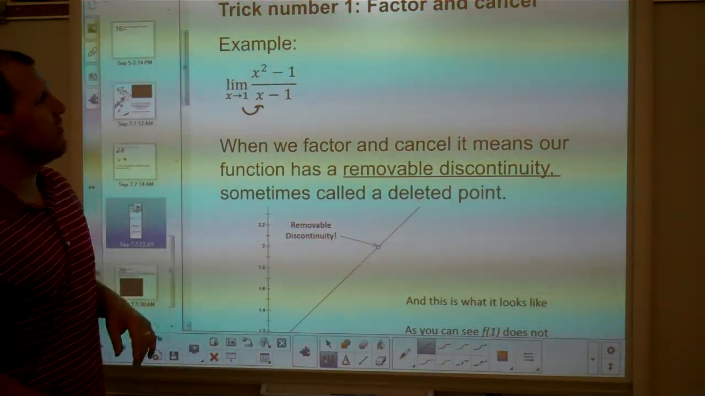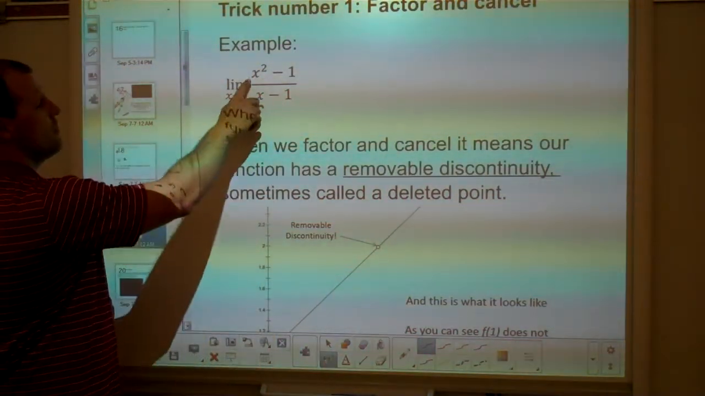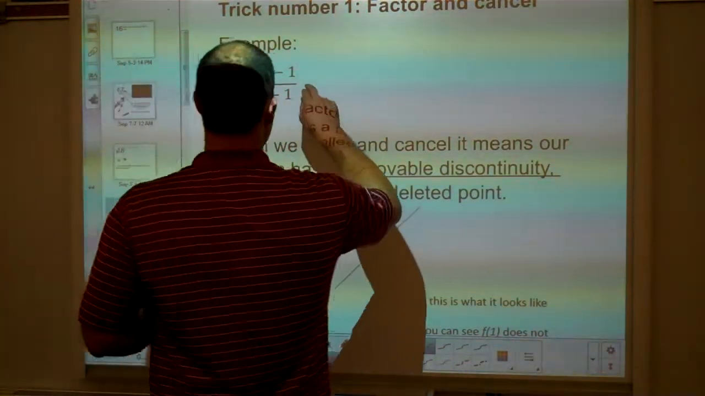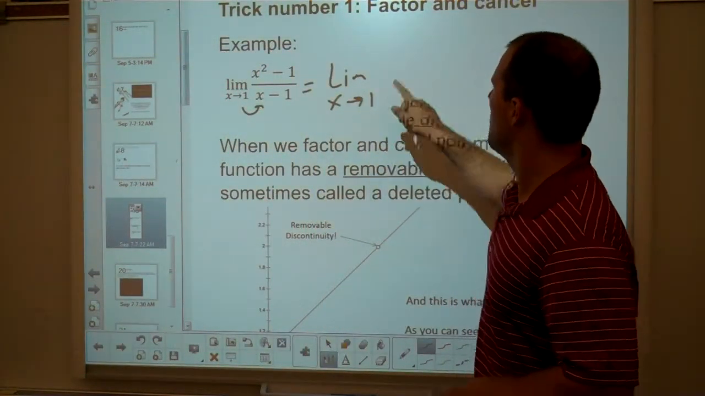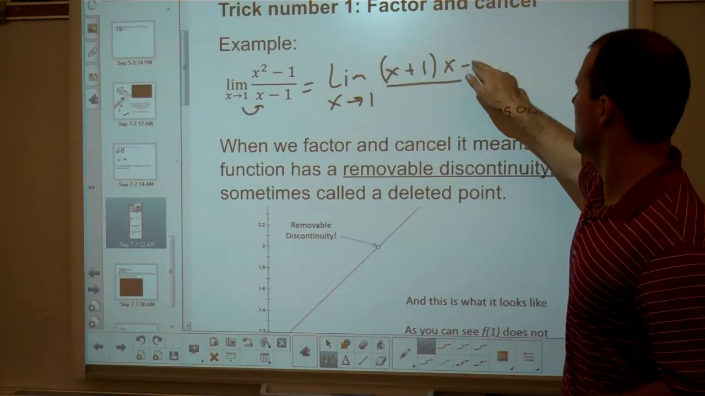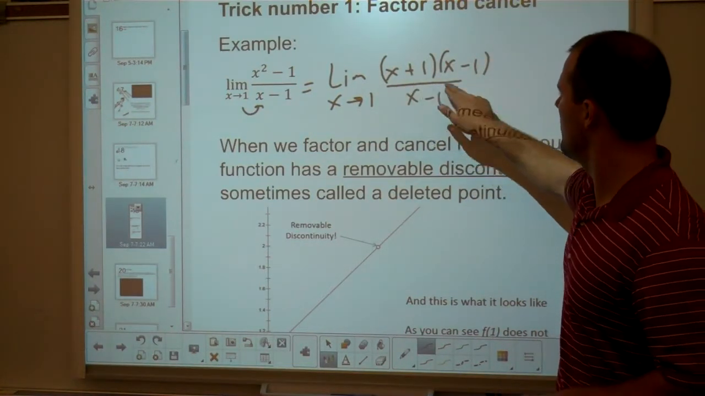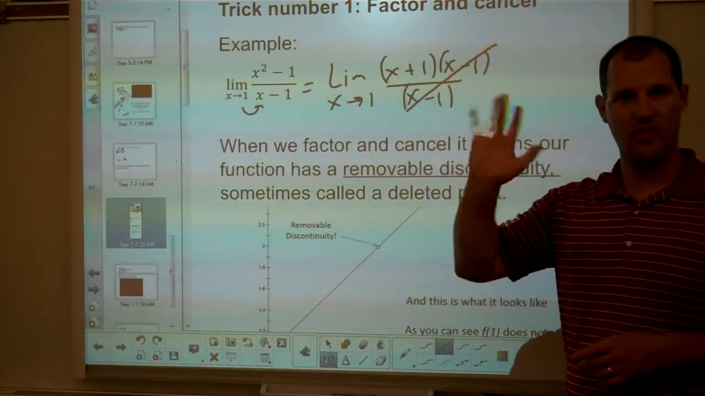So what we need to do is trick number 1. We're going to try to factor and cancel. So notice right here, the numerator, it's a difference of squares. So off we go. We're going to rewrite this. Limit as x approaches 1, but now we're going to factor it. X plus 1 times the quantity x minus 1. And we've got an x minus 1 down here in the denominator. And what do you know? Those get to cancel. They're gone.